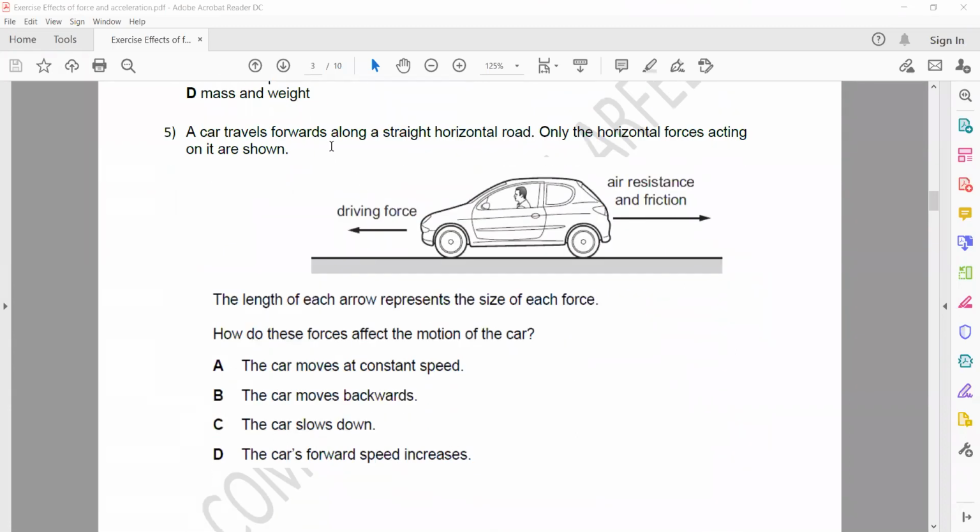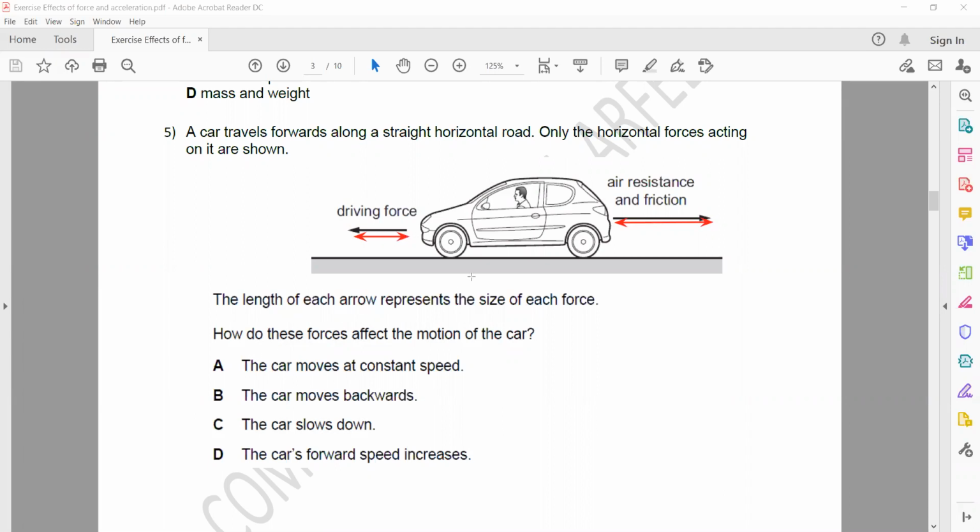A car travels forward along a horizontal road. Only the horizontal forces acting on the car are shown. The length of the arrow decides the size of the force. You can see the air resistance and friction arrow is bigger; the air resistance and friction is greater as compared to the driving force.